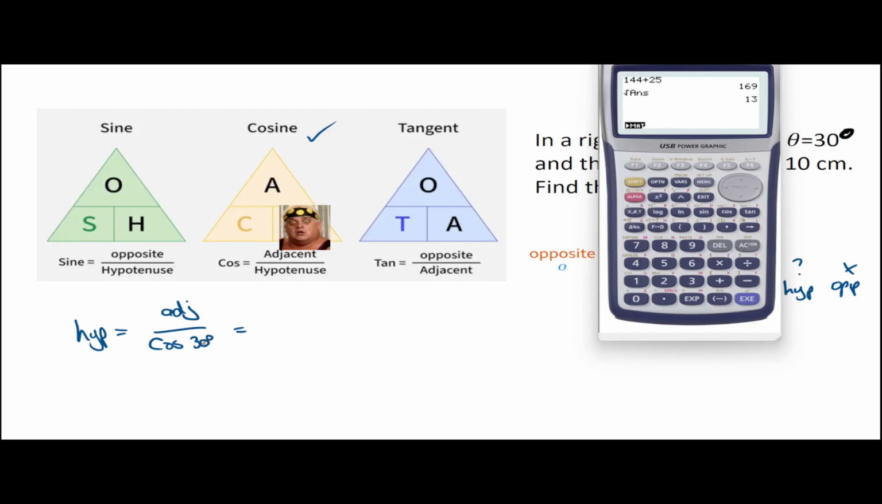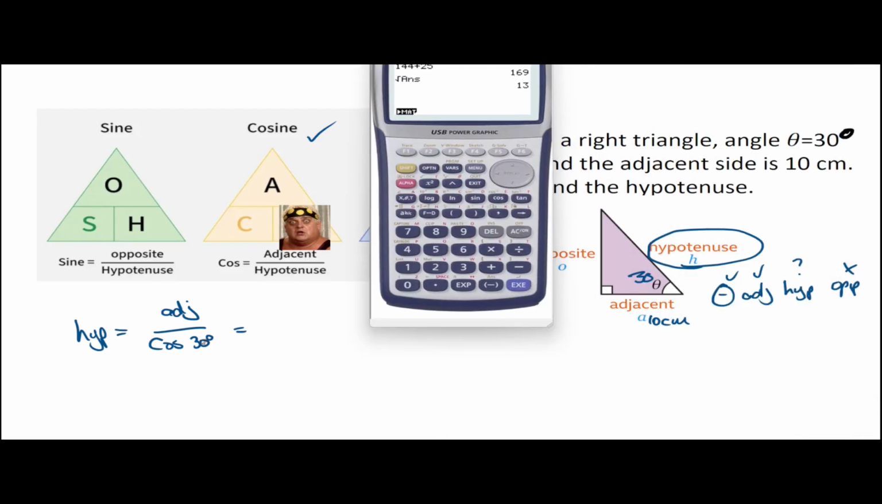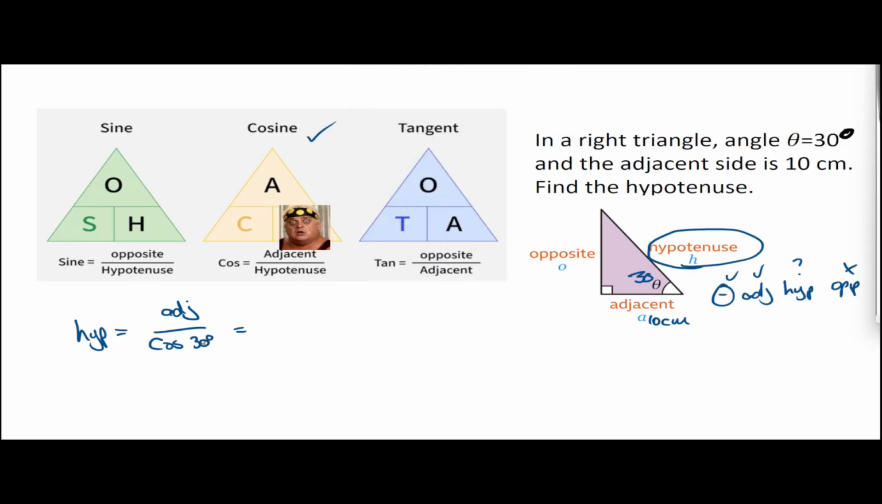So the adjacent side is 10. 10 divided by, and I'm going to put brackets, cosine, brackets, 30 degrees, 11.54, 11.55. 11.55 what? Well, the unit is centimeters. And that one's done.